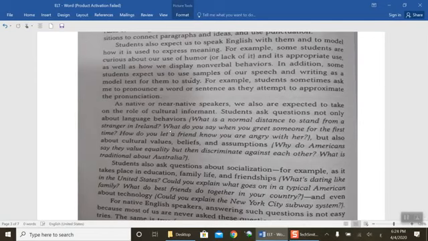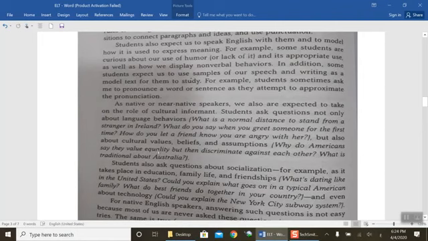As native or near native speakers, we also are expected to take on the role of cultural informant. I talked about this in the point above. Students ask questions not only about language behaviors, such as what is a normal distance to stand from a stranger in Ireland, what do you say when you greet someone for the first time. So this is important culture. How do you let a friend know you are angry with her?